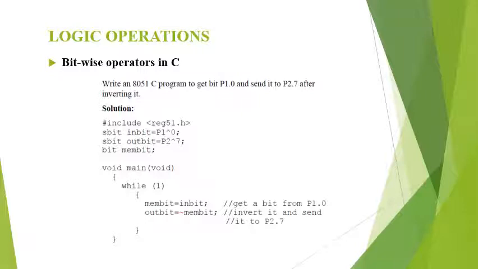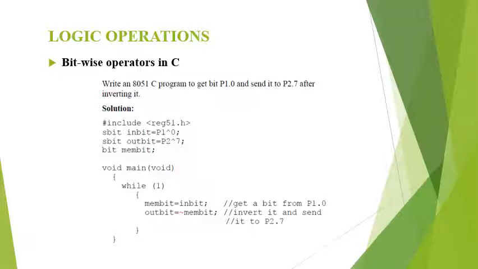So we have the program written. First we'll include the REG51 header file, and then P1.0 is assigned to inbit variable using the sbit data type, and P2.7 is assigned to outbit variable using the sbit data type. And then we declare a variable membit as bit data type. Then in the main function, in the while loop, we are assigning the inbit value to membit, that is we are getting the bit from P1.0.